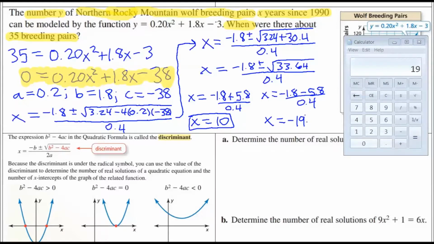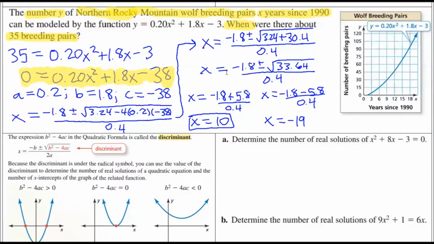Okay. Get rid of this. Okay, what does x represent again? It represents the year since 1990. Which one of our 2 solutions can we reject? This x equals -19, we're not going to use that. That's definitely not one of our solutions, because that's as if we were going back in time since 1990.